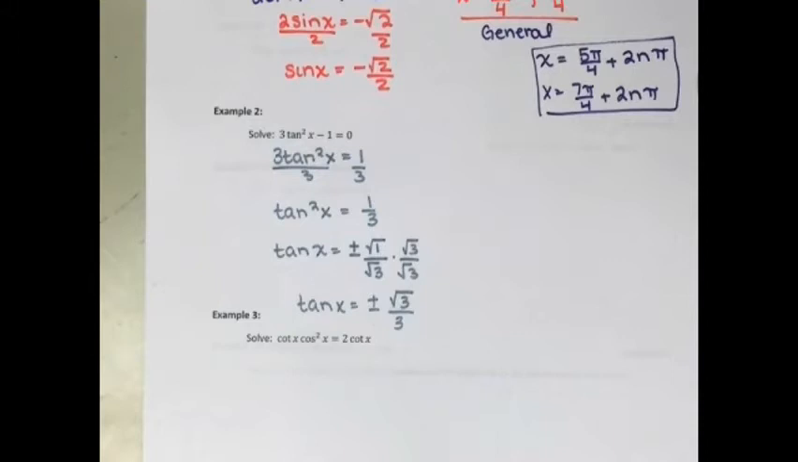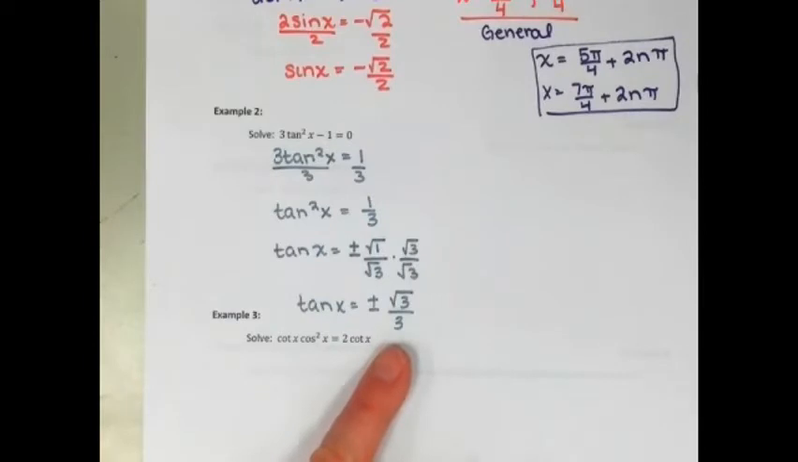Now, we can have positive and negative, right? Because remember, our interval for tangent is technically between negative pi over 2 and positive pi over 2, right? Okay. So now, where do we have a radical 3 over 3? Is that a 45, 45, 90 triangle or a 30, 60, 90 triangle? It's a 30, 60, 90 triangle, right? And where do we have radical 3 over 3? Is that pi over 3 or pi over 6?